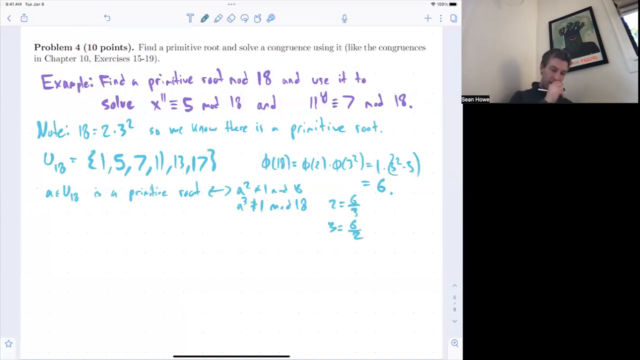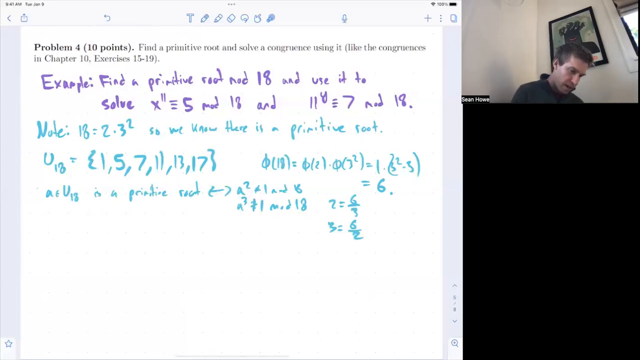Okay, so I just need to apply that. Good. So I have my candidates. Well, 1 is never going to be a primitive root, and so 1 squared is going to be 1 in this case, so that's no good. So the first thing I should check is 5. So I should look and see, does 5 satisfy this?